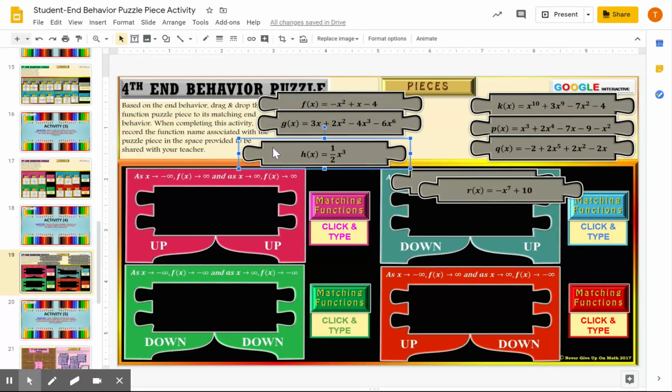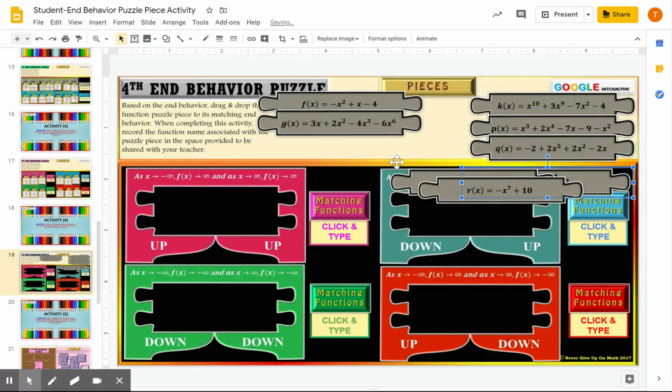And now I'm looking at this one, h of x, 1/2 x cubed, or x to the 3rd. What type of number is 3, even or odd? Odd again. All right, so now let's look at g of x. I have 3x plus 2x squared. As soon as I read that, I know it's not in standard form because the 2x squared should come before the 3x. So I have 3x plus 2x squared minus 4x cubed minus 6x to the 6th.